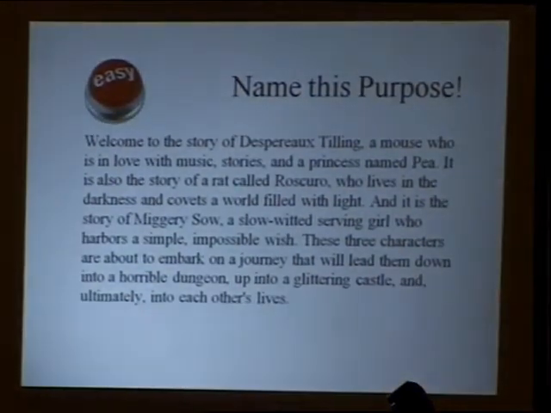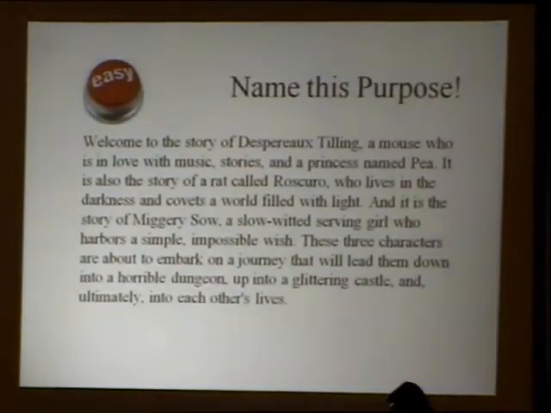Entertainment, that's right. What is the story that they're talking about here? Despero. The Tale of Despero, that's right.